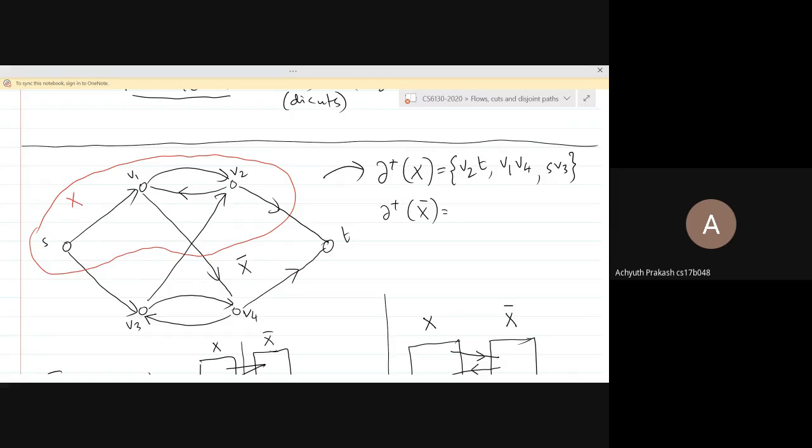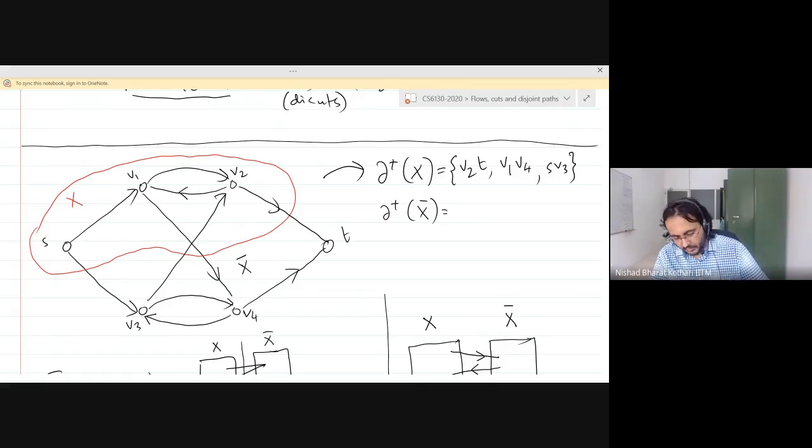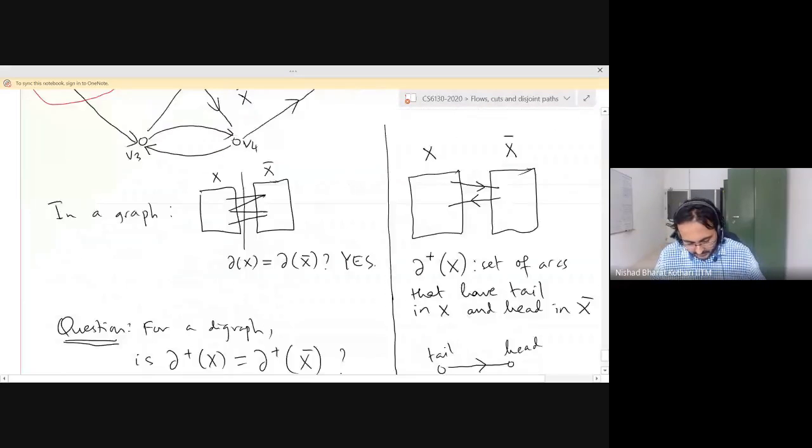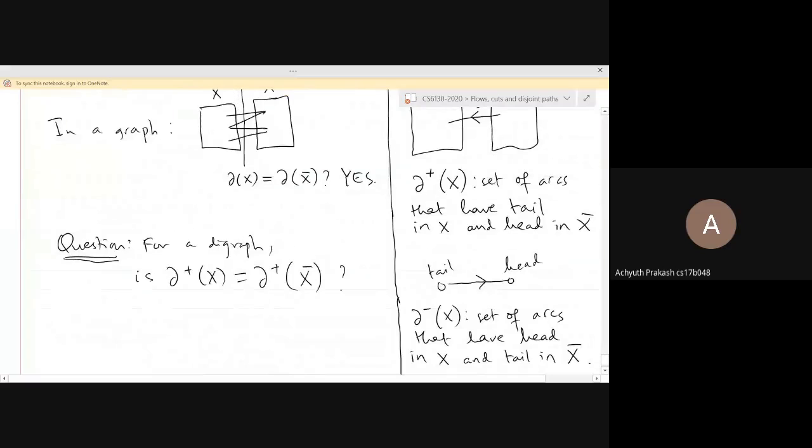So v3, v4, t, those are the edges which leave from x bar, right, sir? Leave from x bar and go into x. So, yeah, I'm not able to find. Oh, sorry. Yeah, there is one, v3, v2. Okay. So now let's go back to the question. In a digraph, is partial plus of x equal to partial plus of x bar? No.